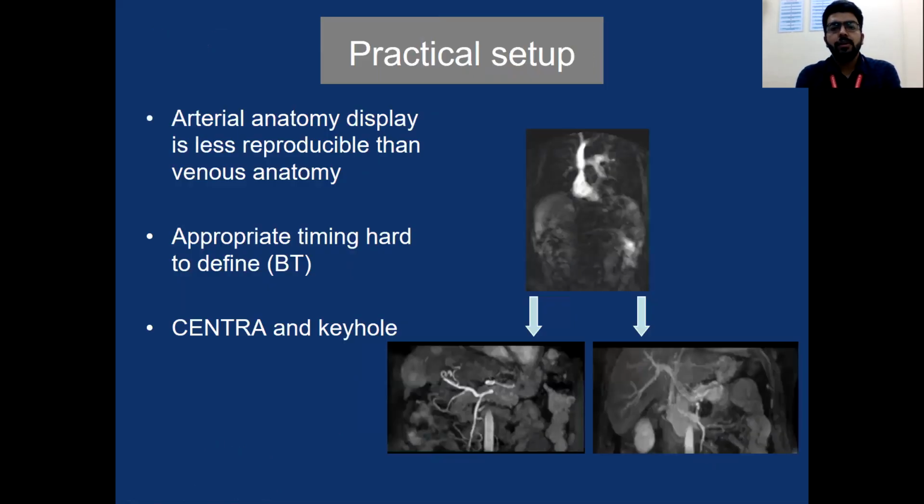So arterial anatomy display is less reproducible than the venous anatomy. Venous anatomy is more reproducible. Arterial anatomy is less reproducible. Appropriate timing is very hard to define. Centra and keyhole technique is used as in this case. So we can very well appreciate how the IVC is seen and how the bile ducts and biliary drainage are appreciated.